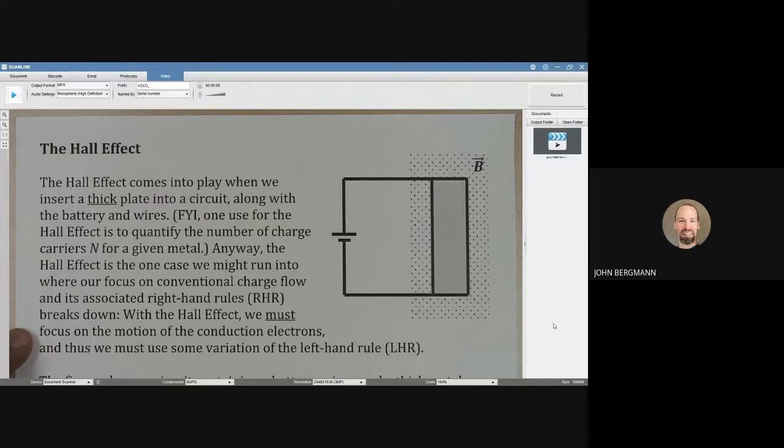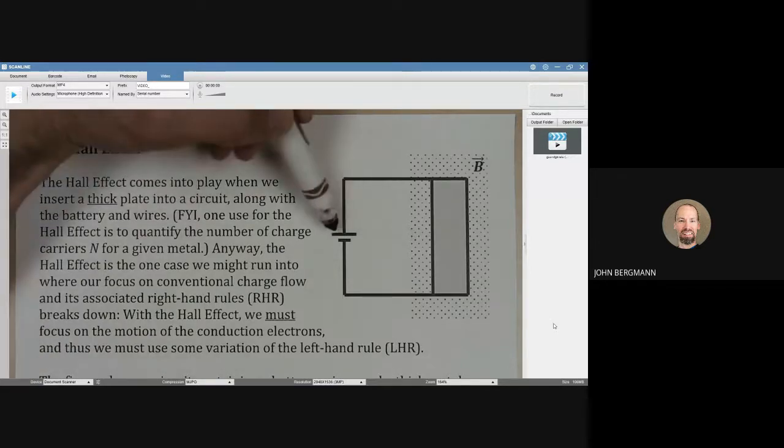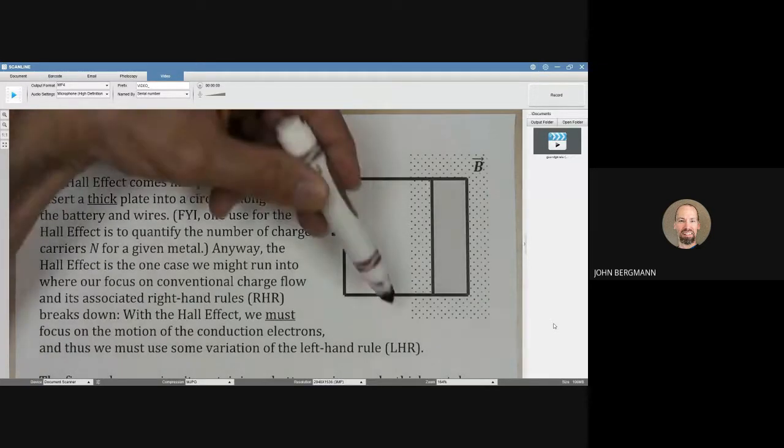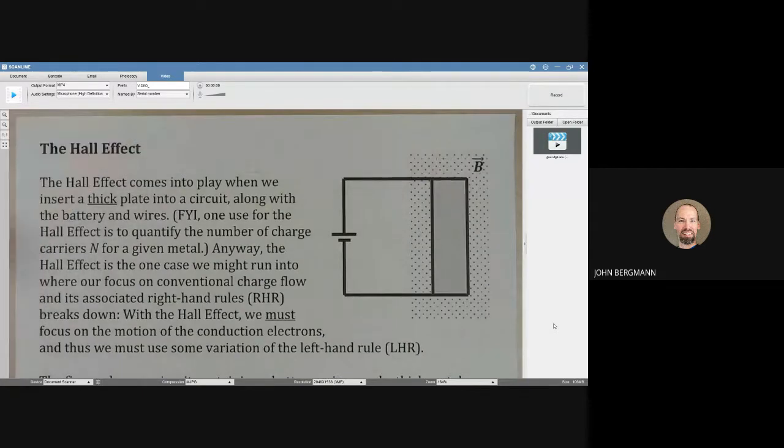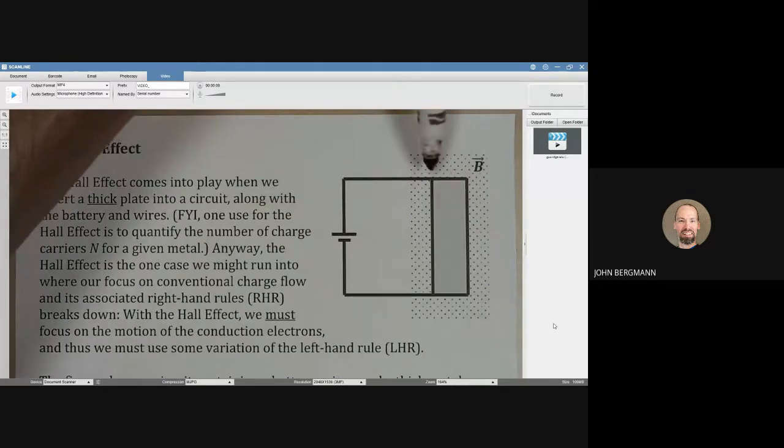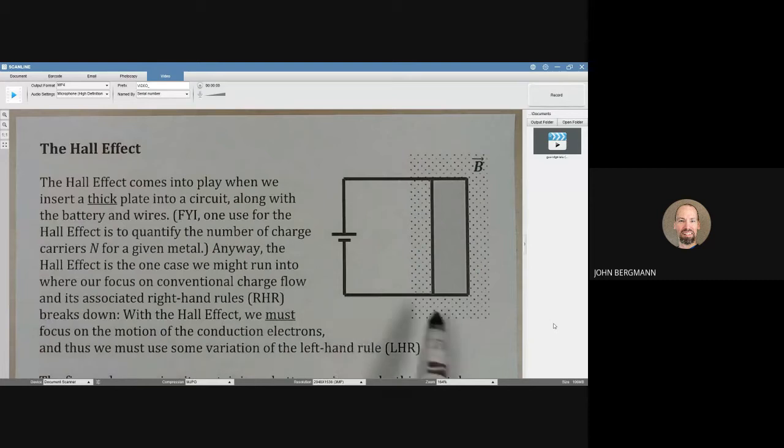This figure here shows a circuit, and it has a battery in it. It's got two wires, and it's got a thick metal plate. And in the vicinity of the metal plate, there's a magnetic field that's directed out of the page. We can tell that because the magnetic field is represented by dots.